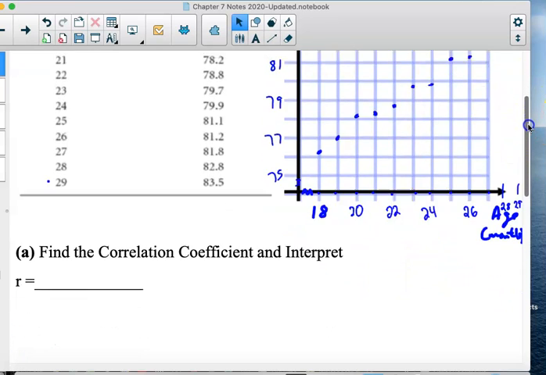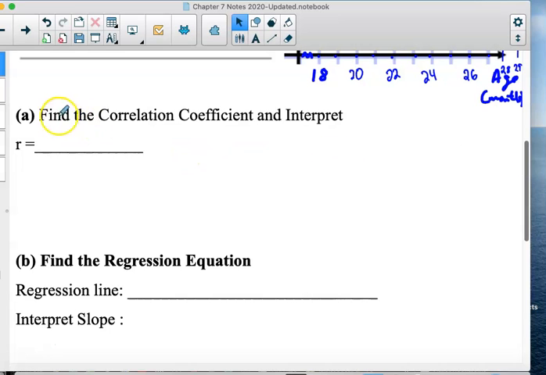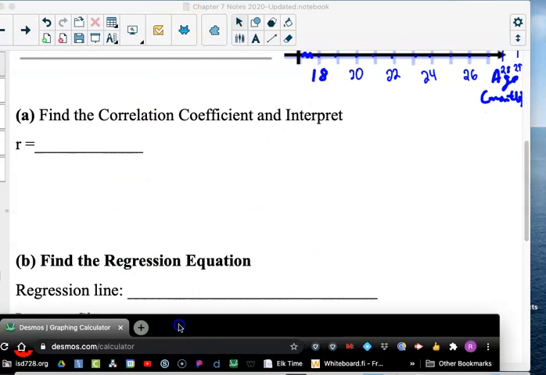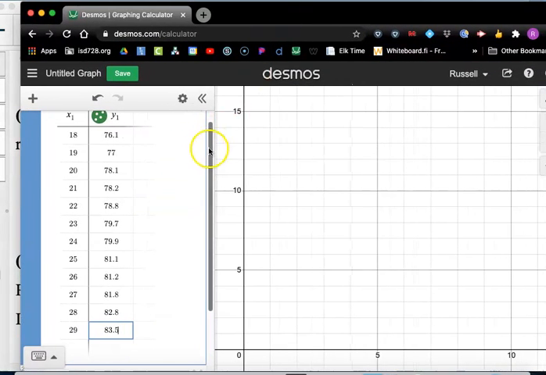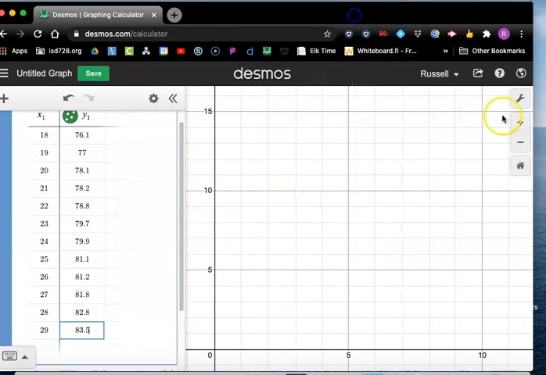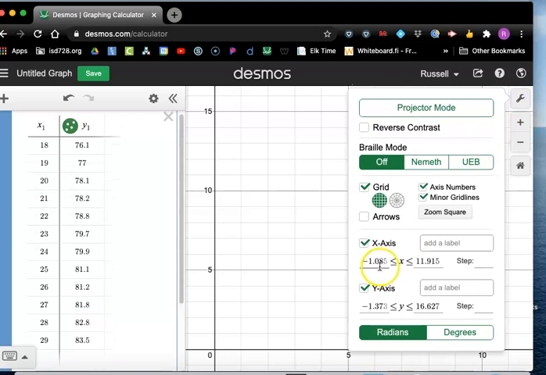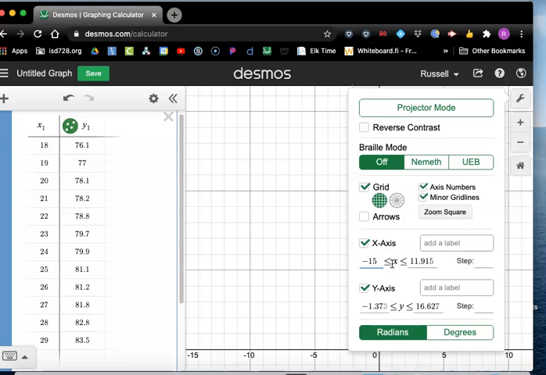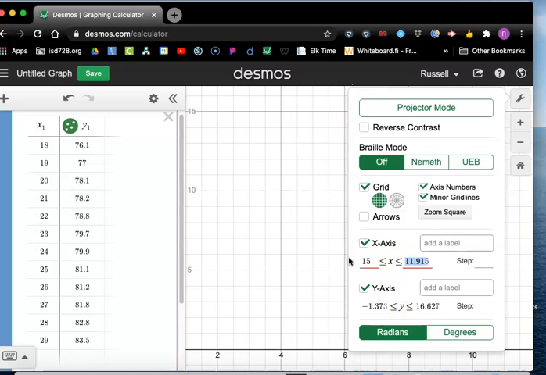All right, so once you have your dots on there, now I'm going to go down and answer information. So it says find the correlation coefficient and interpret it. All right. So if we go back to Desmos, first thing I notice, I don't see any dots on there. And so basically, if you remember, I'm going to go over to this little graph setting, and then I'm going to basically mimic the graph that we just did. So I'm going to start basically at a little bit under 18. So I'm going to start like at 15. And then, whoop, it went to negative 15. I want positive 15. And then we went up to 29.